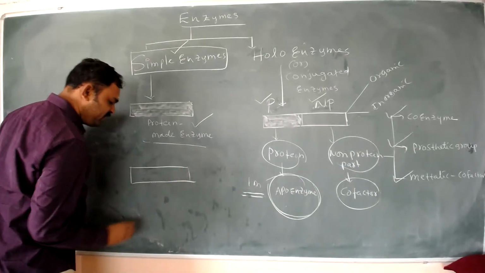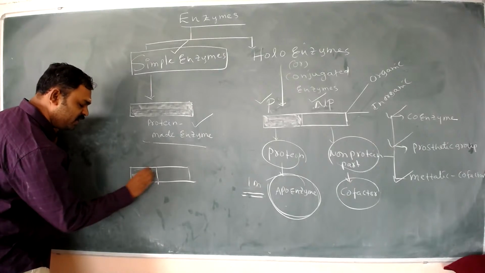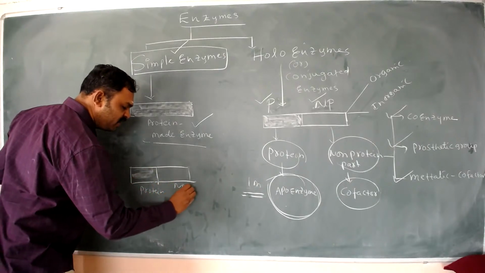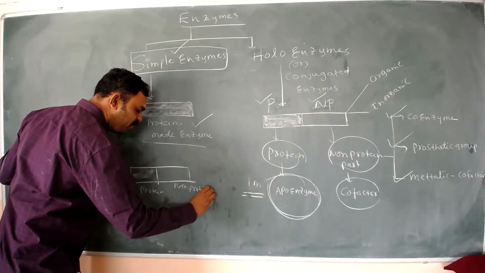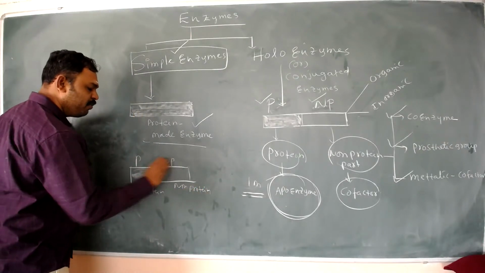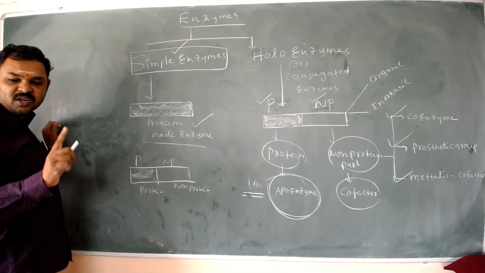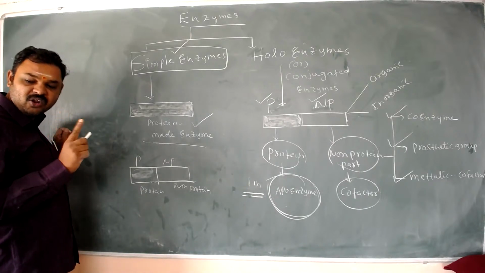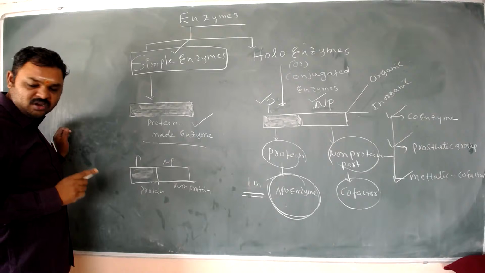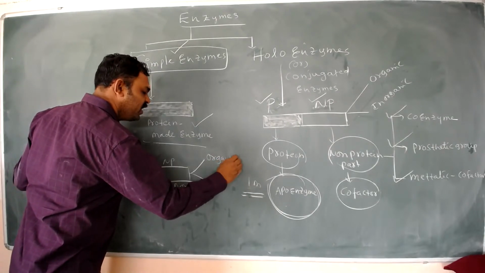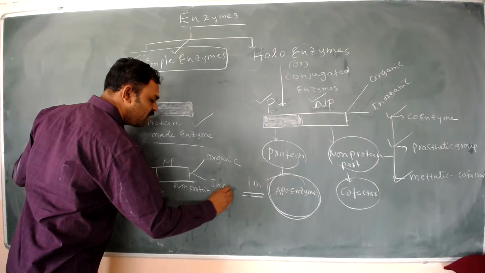This is a holo enzyme. How many parts are there in a holo enzyme? A protein part and a non-protein part: two parts. But how is the non-protein part made? It may be organic or inorganic composition. Two cases: organic or inorganic.